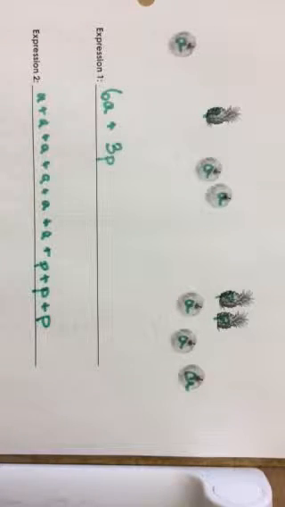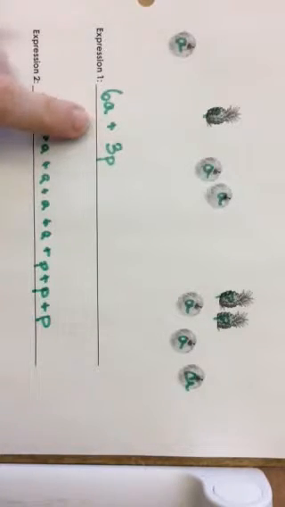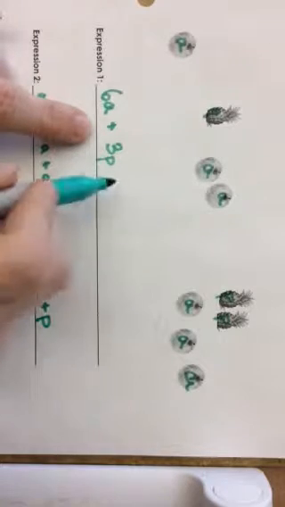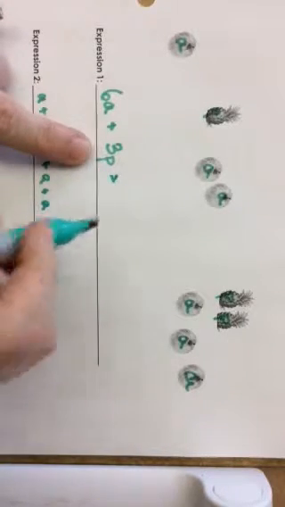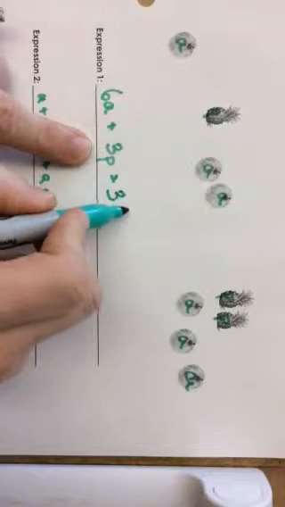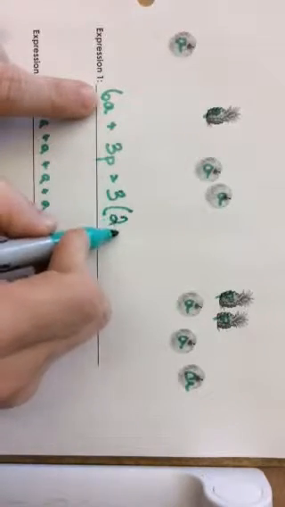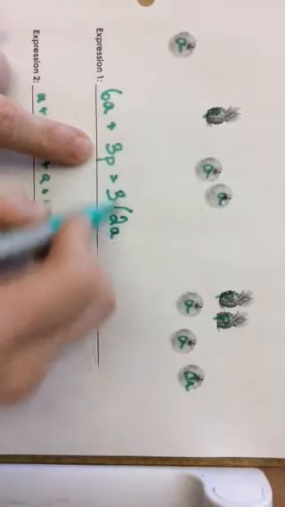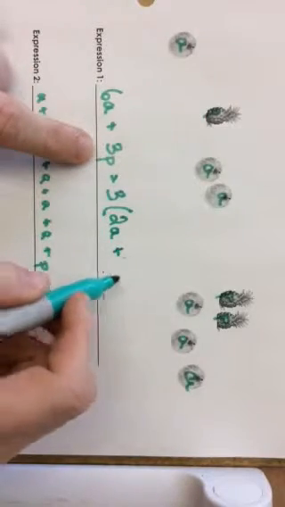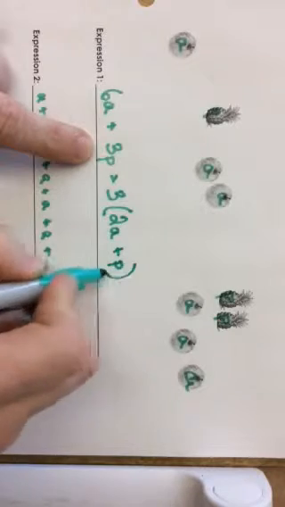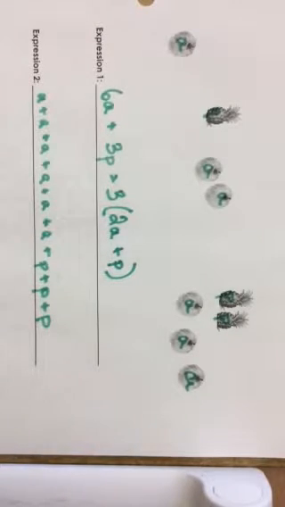Now I'd be curious if anybody remembers how to use the distributive property for this. Can anyone think of the greatest common factor? We could factor out 3. And then 3 times what is 6A? So we can have 3 times 2A, plus 3 times what would give you 3P? 1P. So both of these would work.